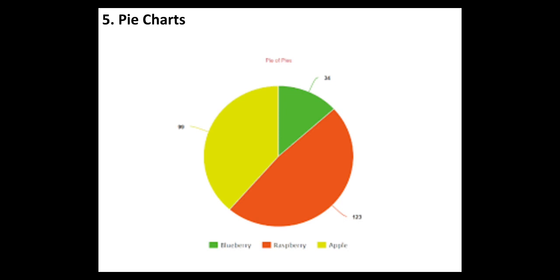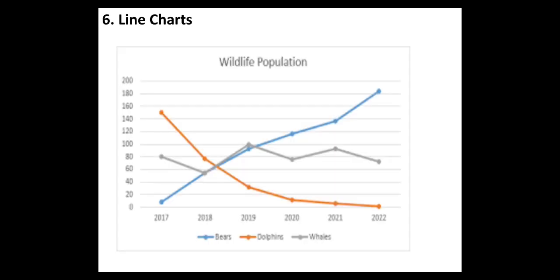Maybe it is like 39%, which we shall mention, shown in different colors as well. Right. Next, coming to line charts.